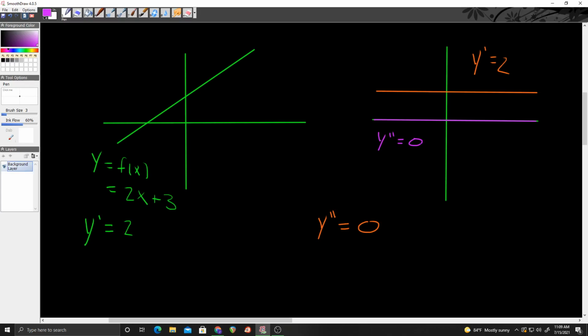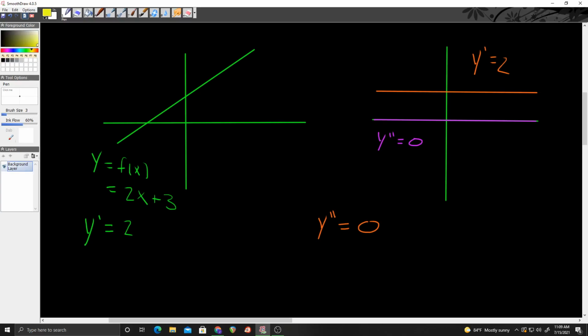Okay, so not too bad, right? If we have any straight line, we can easily sketch the derivative, and its second derivative will always be 0. And, of course, we probably don't need to do this, but maybe we should.